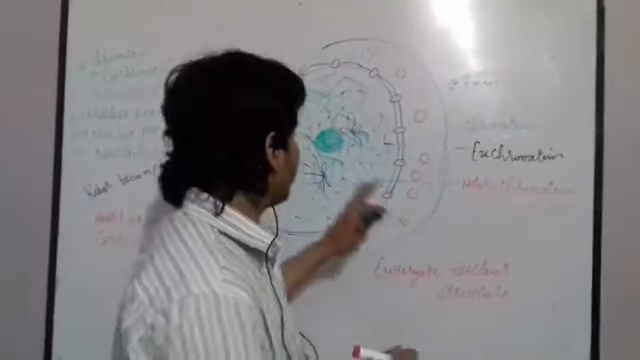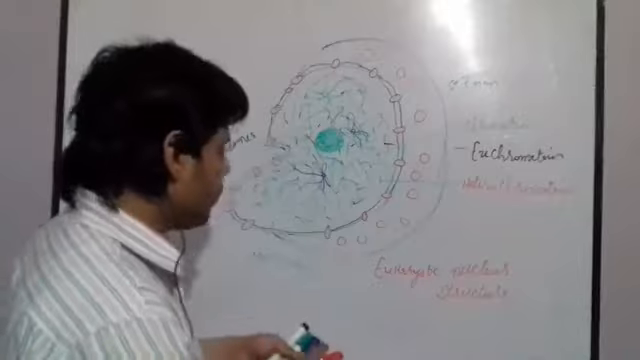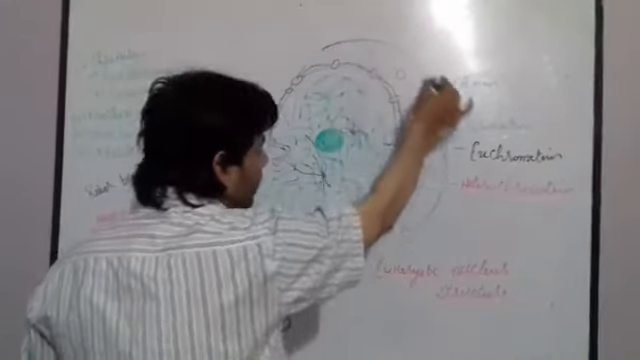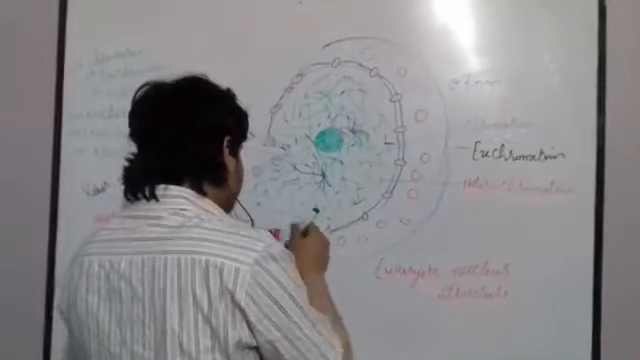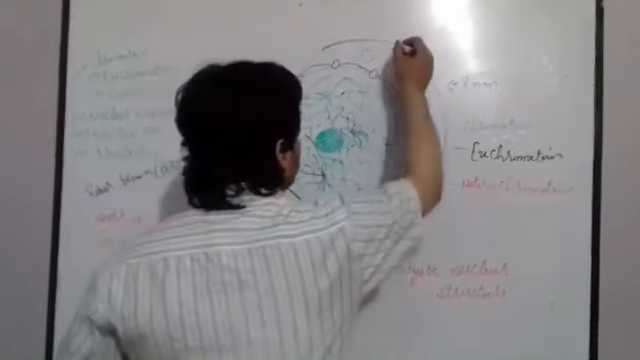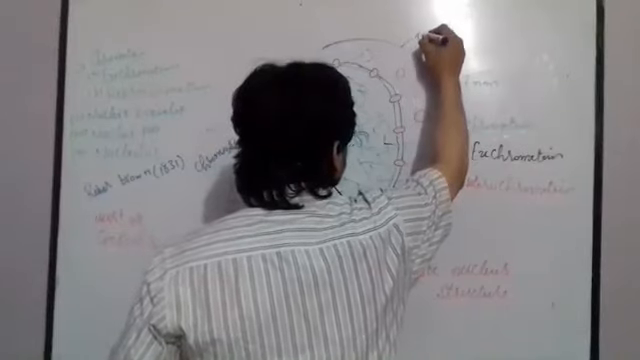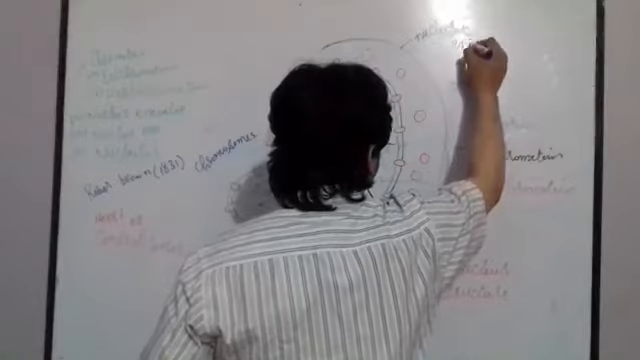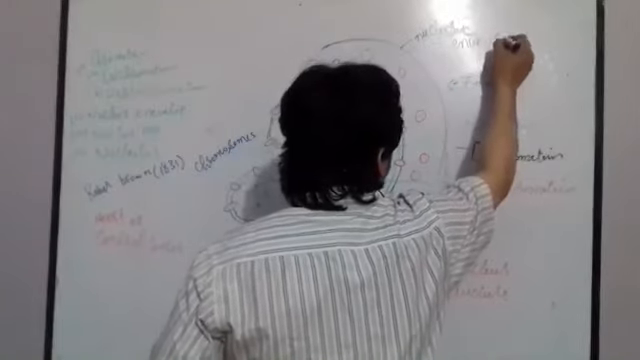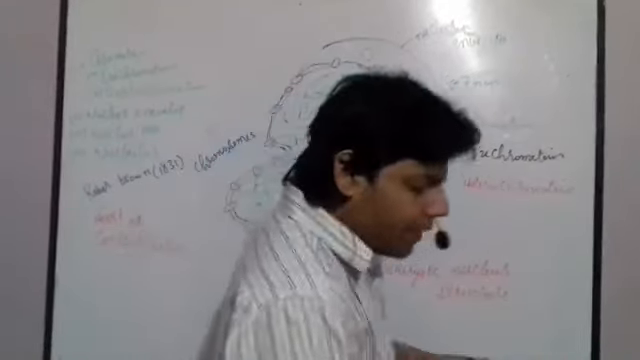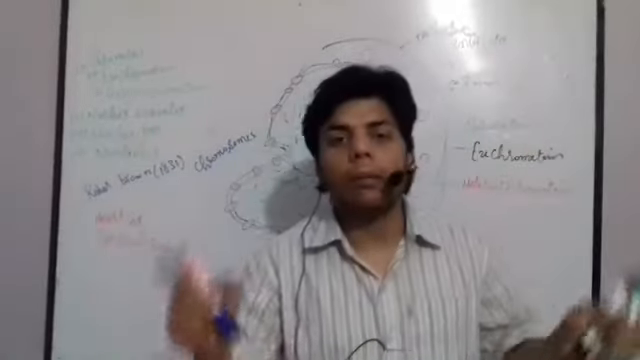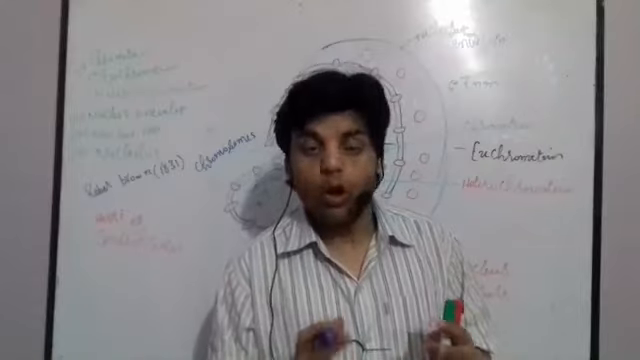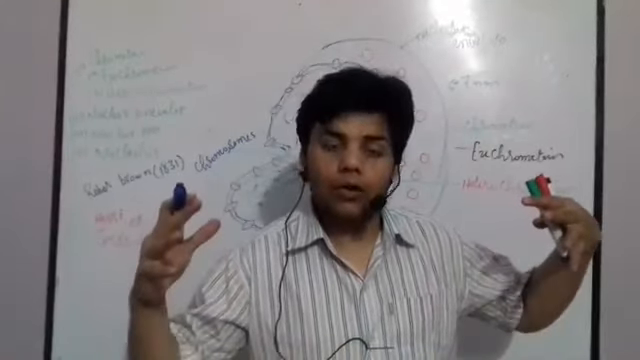Now let's talk about another structure of the nucleus, the nuclear envelope. This outer area of the nucleus is called the nuclear envelope. The nuclear envelope is a layer that surrounds the nucleus, or we can say it is the membrane of the nucleus, due to which the nucleus is covered.